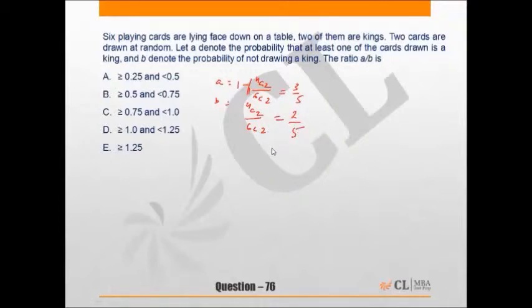Therefore the value of A by B is 3 by 2. This is 1.5. Out of the given options, 1.5 lies in the fifth option, that is greater than 1.25.